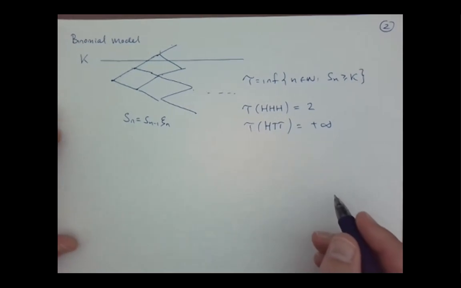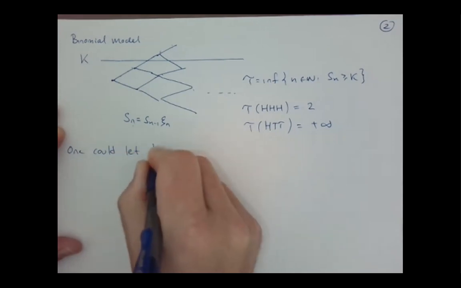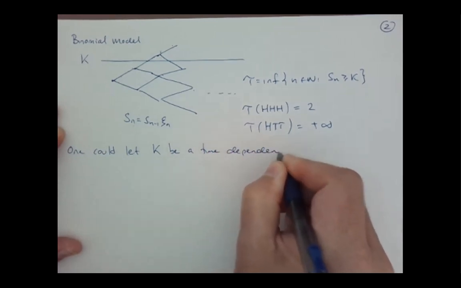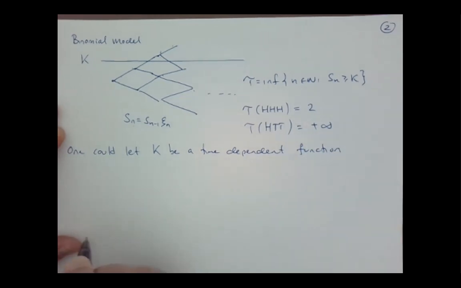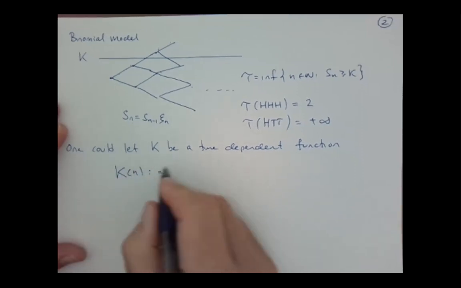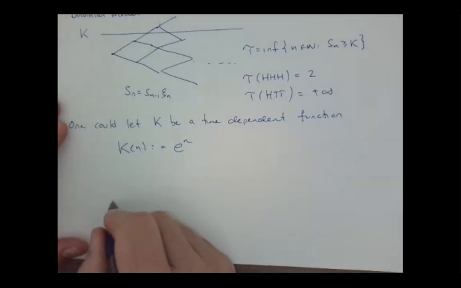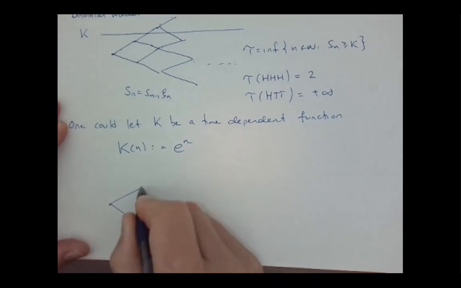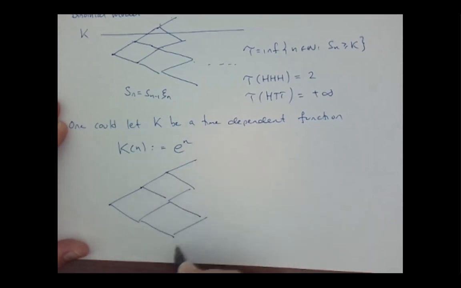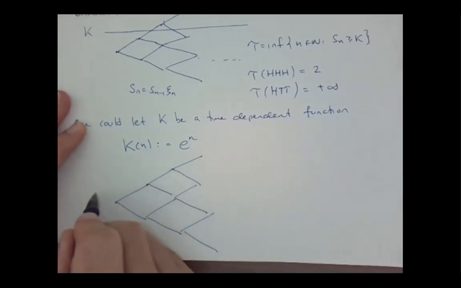One could also extend these. One could let k be a time-dependent function. For example, k of n could be something like e to the n. And then you would have in your tree, as n grows, k gets bigger. So you could have a structure that will look like this.